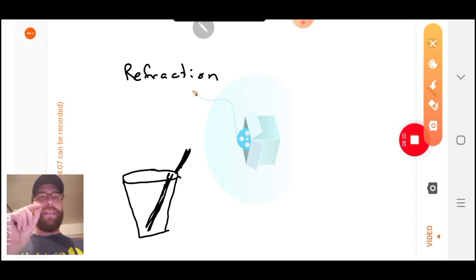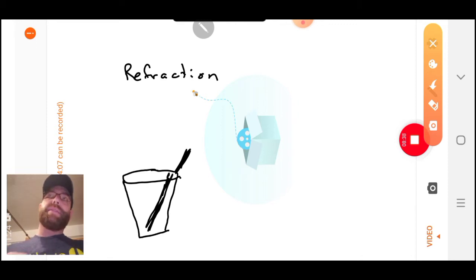So I can see the straw or the spoon directly in the air where my eyes are, but the part that's in the liquid is changing mediums. It's going from water or tea to air, then to my eyes. And so it looks broken or bent.